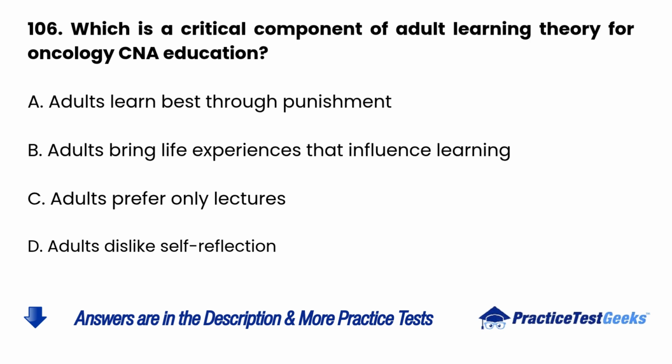106. Which is a critical component of adult learning theory for oncology CNA education? A. Adults learn best through punishment. B. Adults bring life experiences that influence learning. C. Adults prefer only lectures. D. Adults dislike self-reflection.